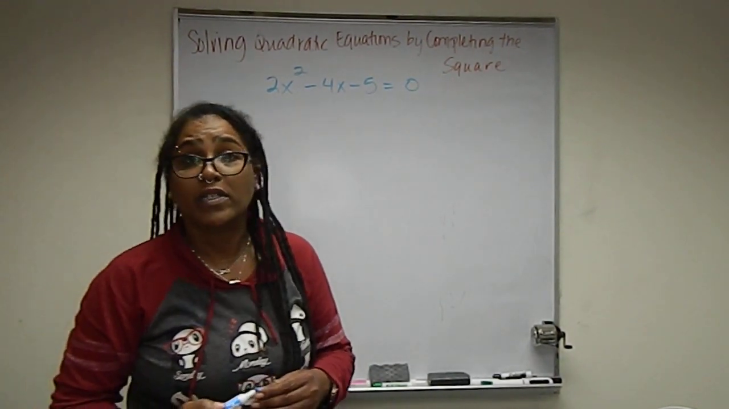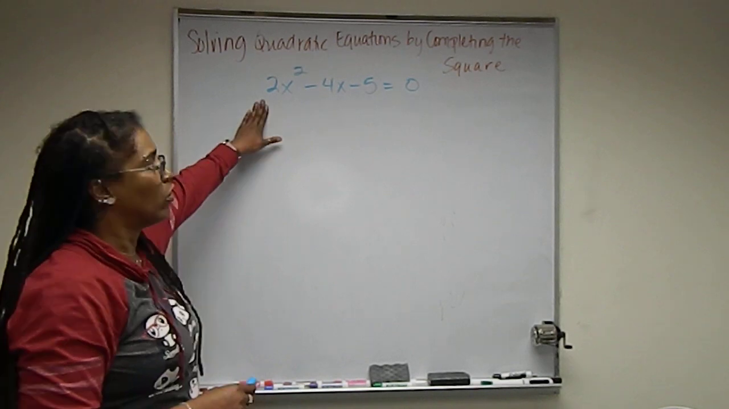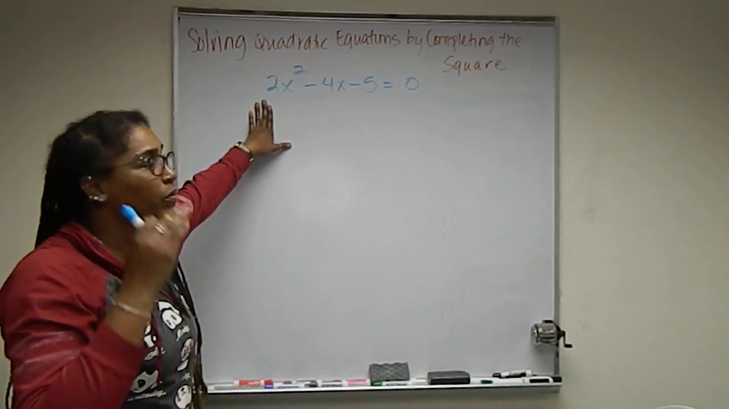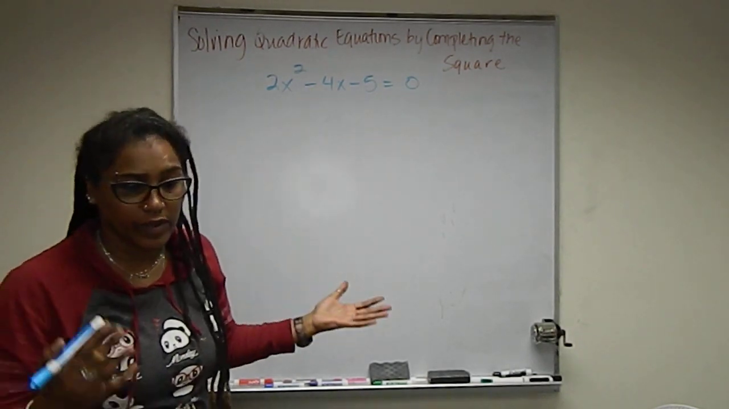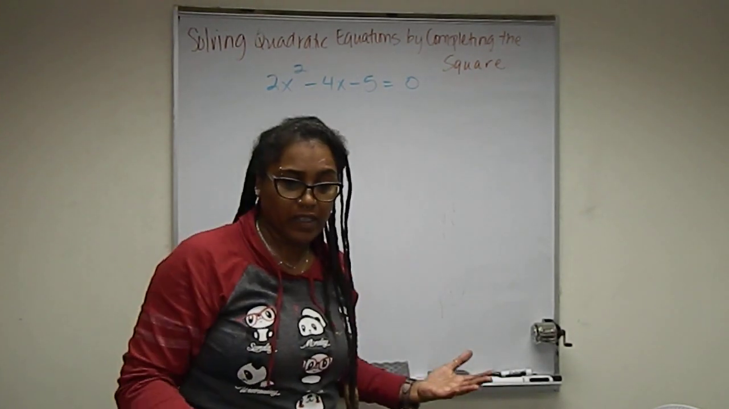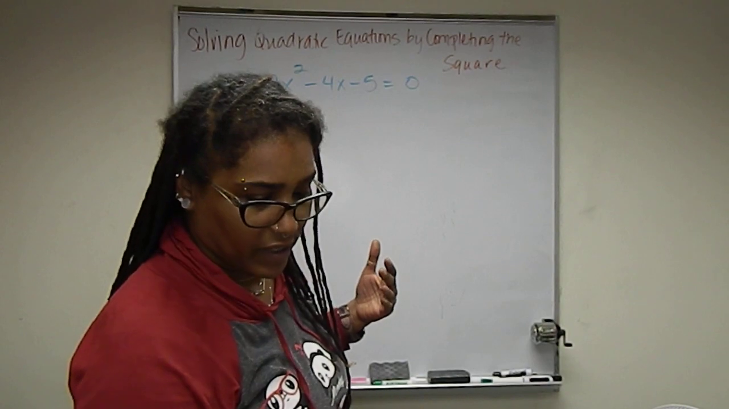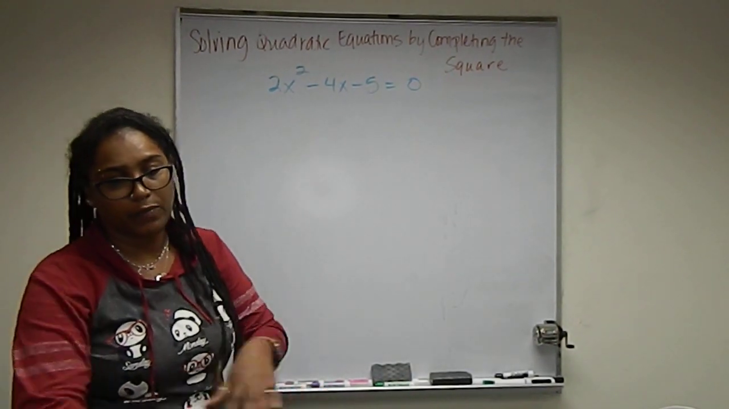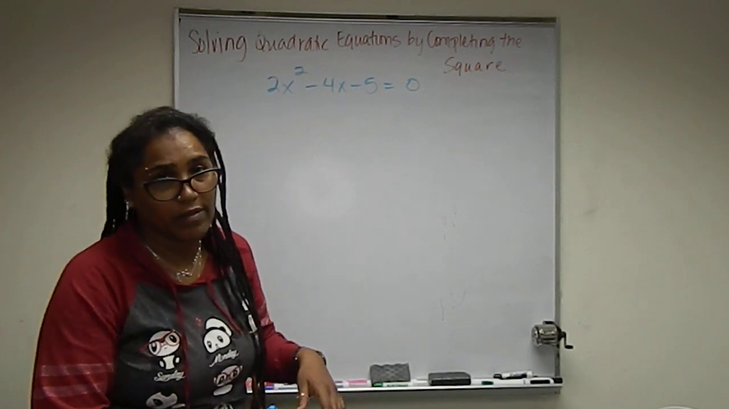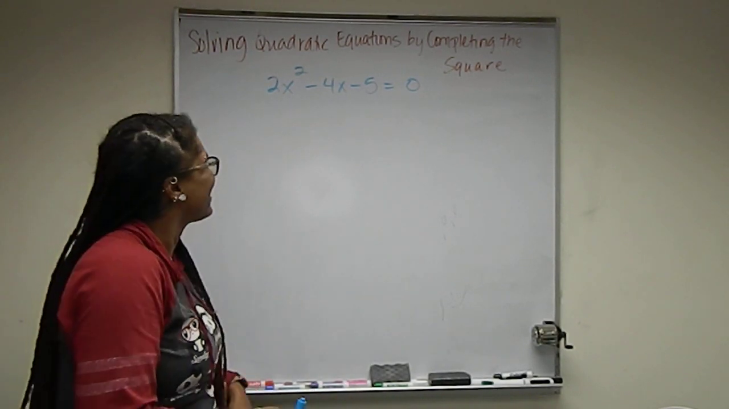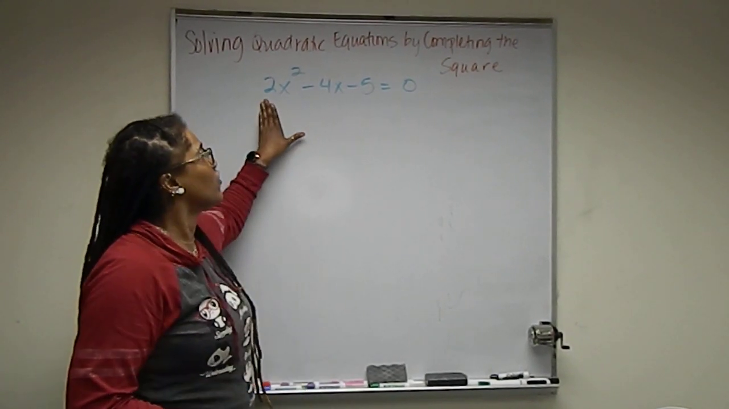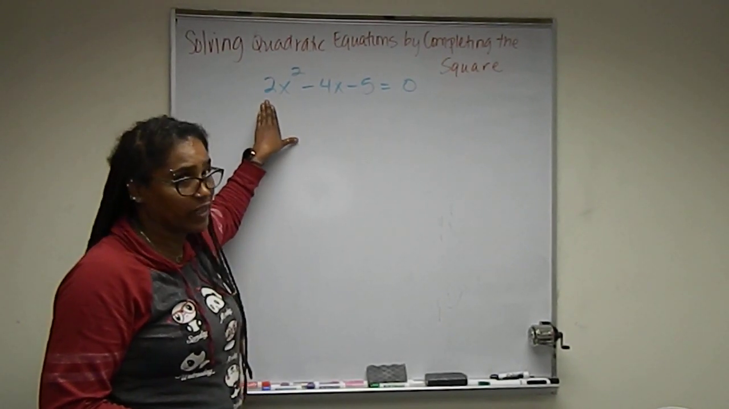All right, so what do we do when our leading coefficient is something other than a 1? It's a little different, right? Because usually we're used to the first one just being x squared and we know that coefficient is 1. But in this case, we have something that's not a 1. What do we do? Very simple, y'all. Don't panic. Get rid of it. You can't do completing the square if your leading coefficient is not a 1.